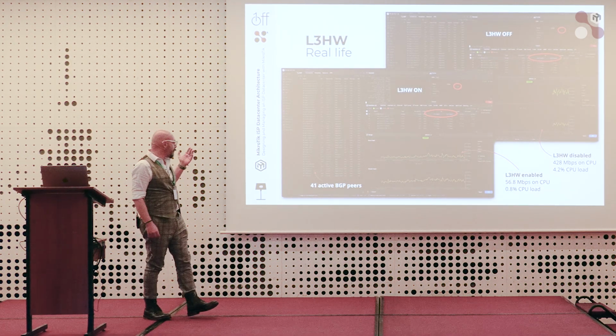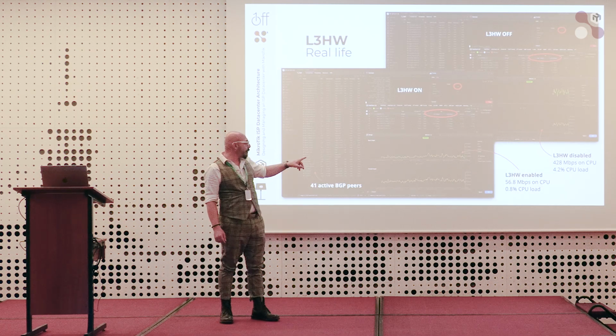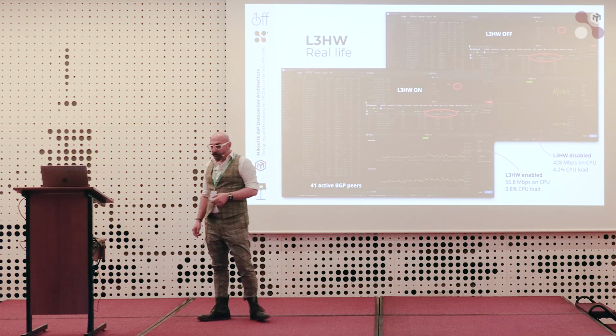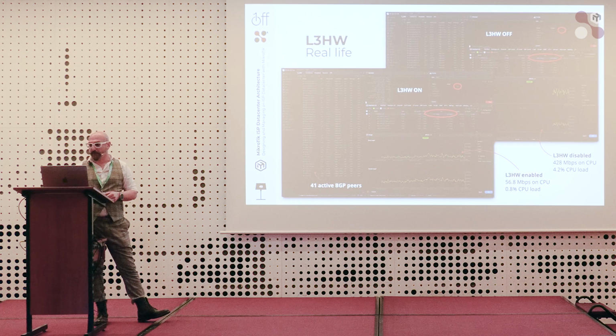Real-life configuration, 41 active BGP peers, layer 3 hardware offloading enabled versus disabled, the CPU load difference is absolutely evident. So 0.8 with layer 3 hardware offloading enabled, and with layer 3 hardware offloading disabled is up to approximately 4%.